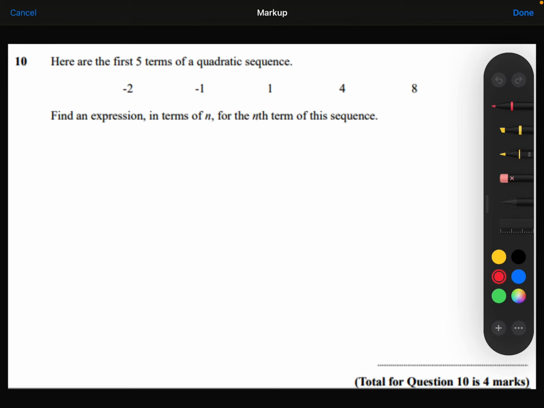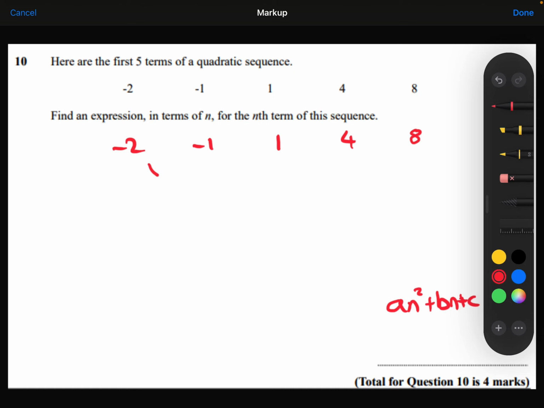Here are the first 5 terms of a quadratic sequence. We've got -2, -1, 1, 4 and 8. And we need to find an expression in terms of n for the nth term of this sequence. Now I know a quadratic sequence will always have an nth term that looks like an squared plus bn plus c. So I just need to work out what a, b and c are.